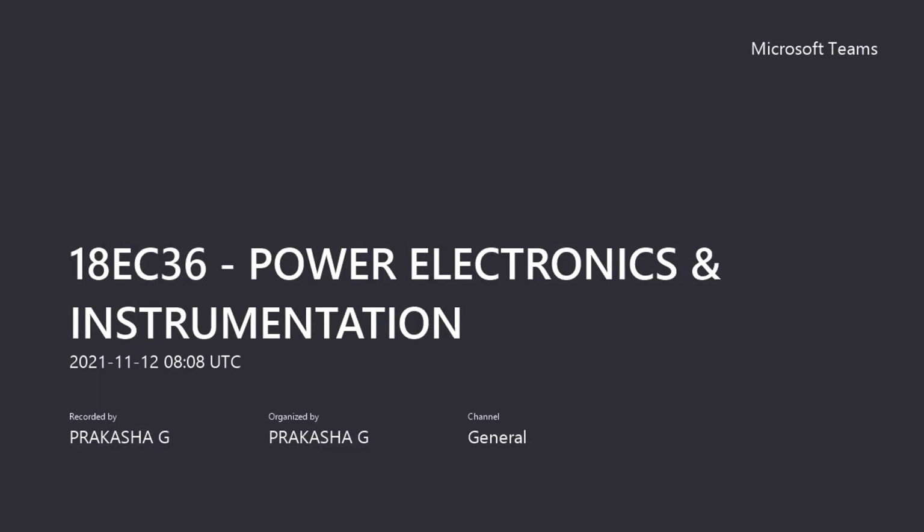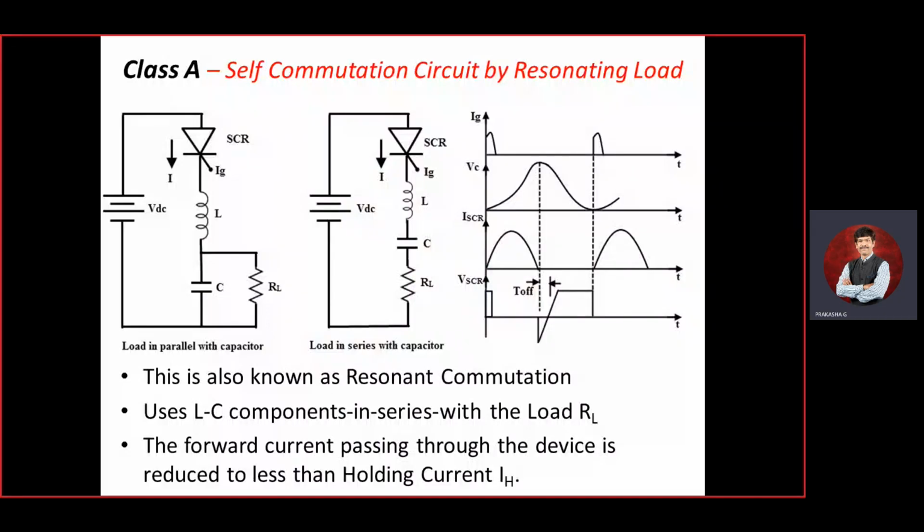It is also known as resonant commutation because we are using a resonant RLC circuit. It uses an LC component in series with the load resistance RL. In the first circuit, RL is in parallel with the capacitor. In the second circuit, RL is in series with the capacitance.